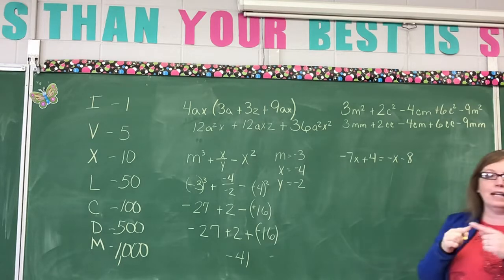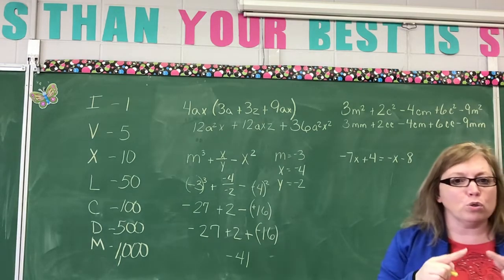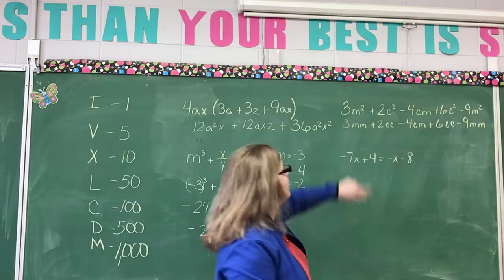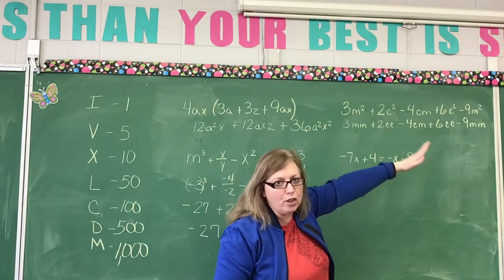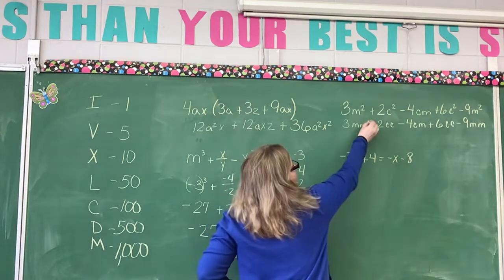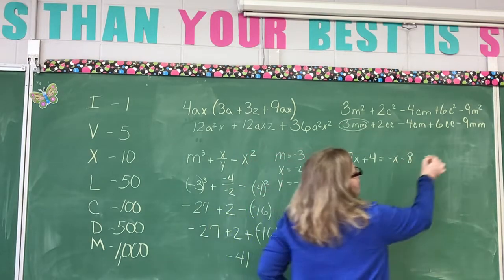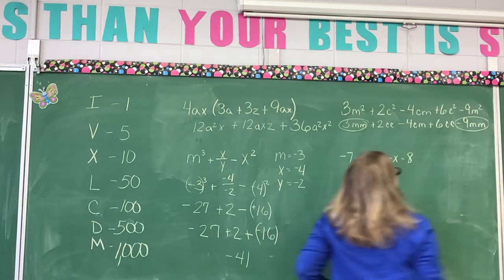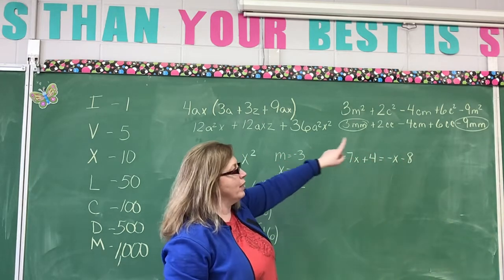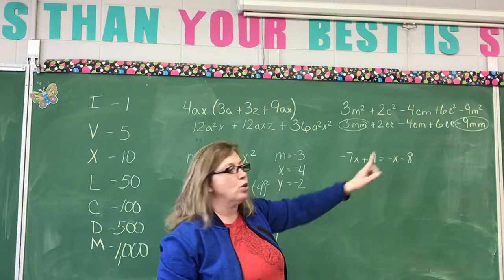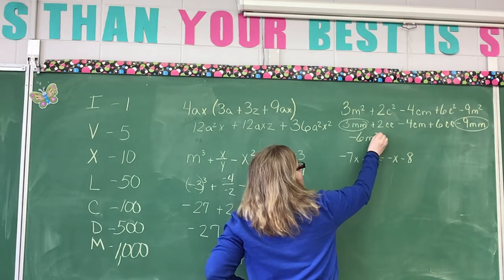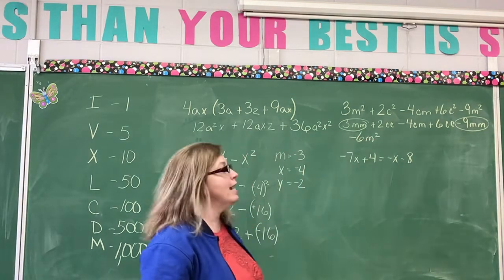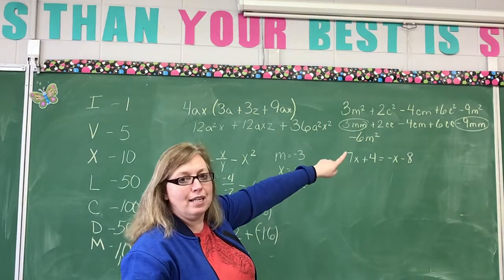Now, we need to combine only those whose terms are alike. That means this has 2 m's. I can only combine it with the other things that have 2 m's. So we have 2 m's here, and we have 2 m's there. So we have a positive 3 and a negative 9. So we have a negative 6m squared. Okay?